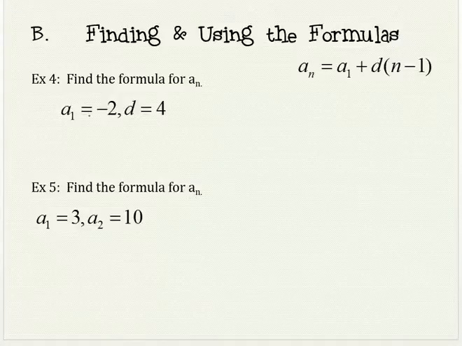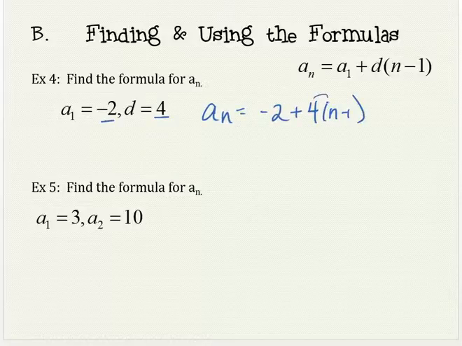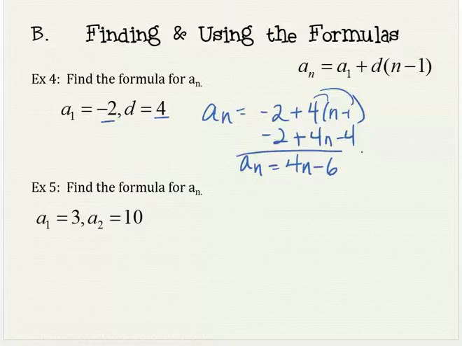Find the formula a sub n. Here's your first term, and here's D. So a sub n equals negative 2 plus 4 times n minus 1. Distribute your 4. So it's going to be 4n minus 6. There's my equation.